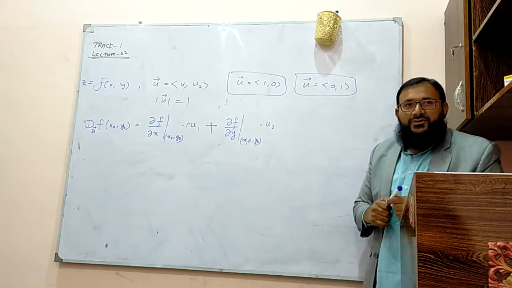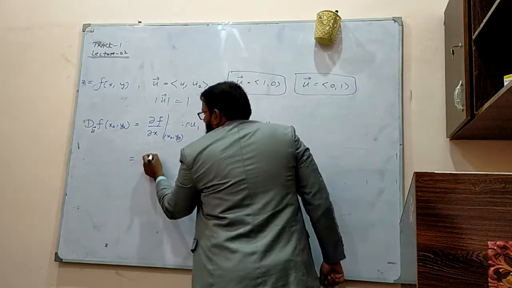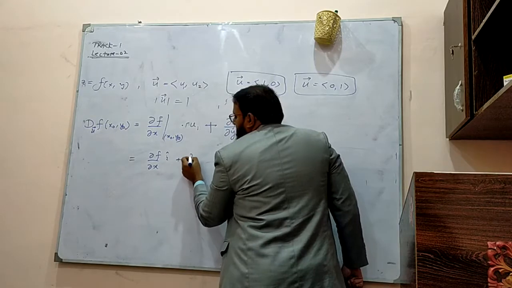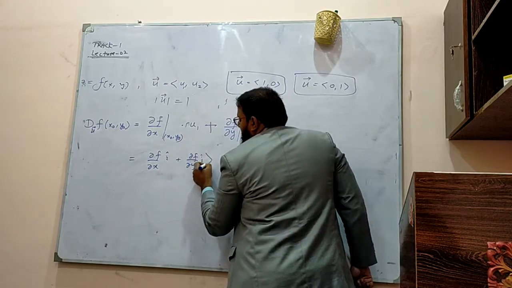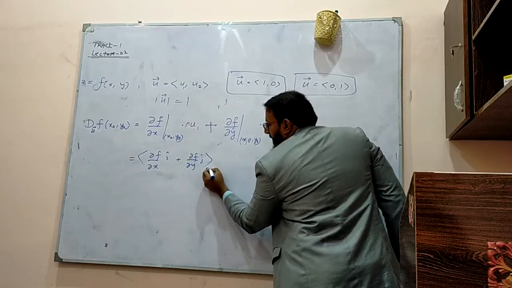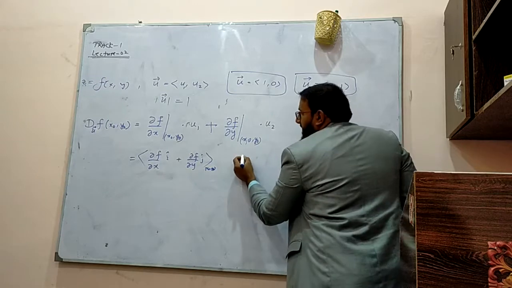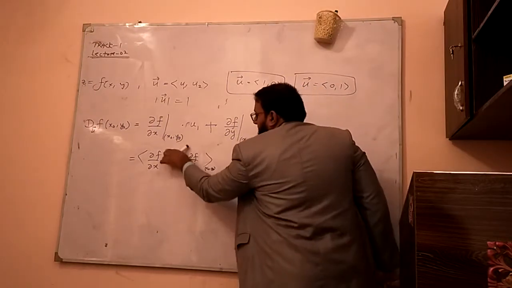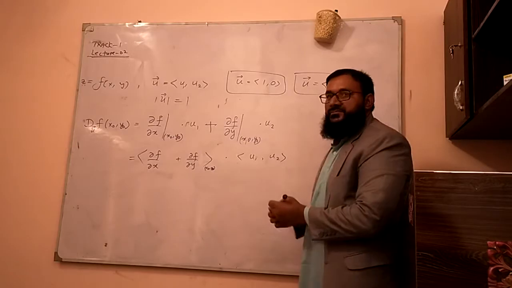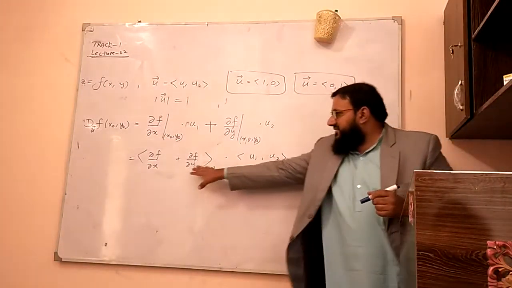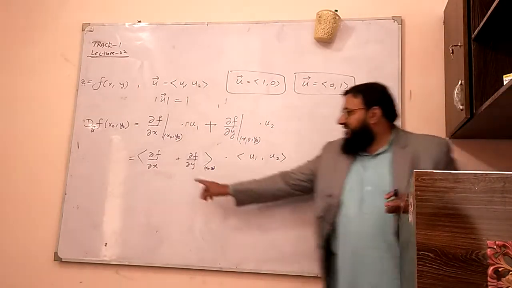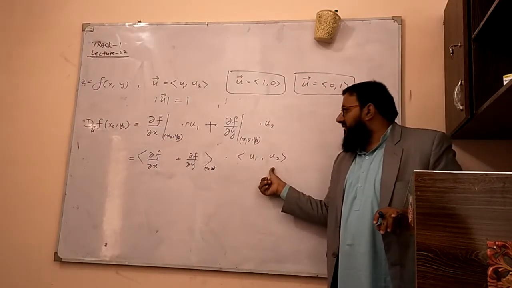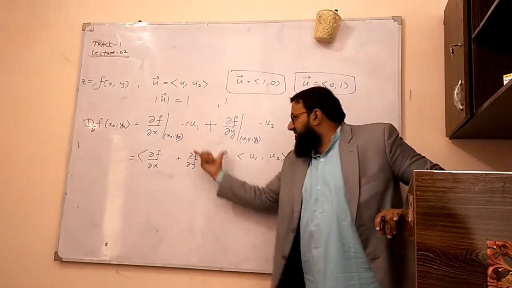Now the thing is, what is the compact form of this? Can I write this whole thing in this way? Partial f by partial x, i hat, plus partial f by partial y, j hat in vector form, evaluated at the point x naught, y naught, and the vector u1 and u2. Then the dot product of these. What is the dot product of these two vectors? You know very well, the first component multiplied by the first component, that becomes this. The second component multiplied by the second component, and that becomes this. So I can write this thing in this form.